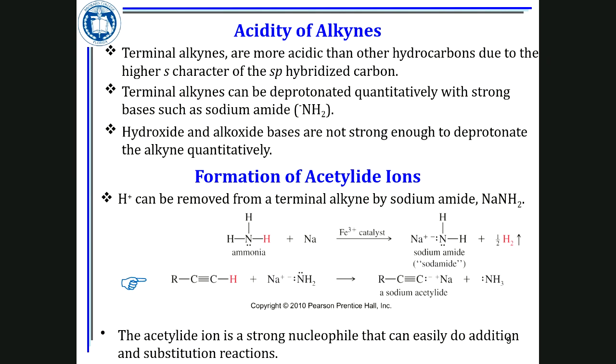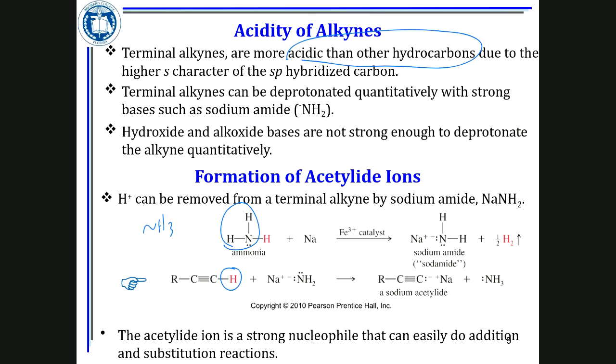So terminal alkyne is more acidic than all other hydrocarbons because of the higher s character you have for the hybridization. So as a result, they'll be deprotonated. If this hydrogen is acidic, the benefit of that would be you can bring a base and remove this hydrogen. So if you bring amide, which is NH2, amide is the conjugate base to a weak base.